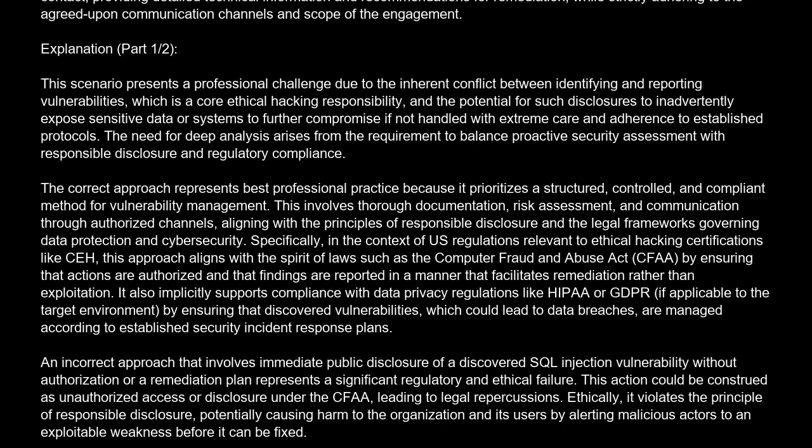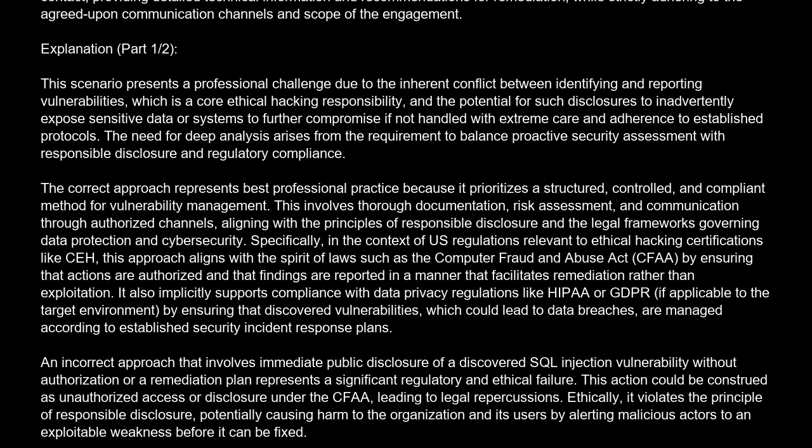An incorrect approach that involves immediate public disclosure of a discovered SQL injection vulnerability without authorization or a remediation plan represents a significant regulatory and ethical failure. This action could be construed as unauthorized access or disclosure under the CFAA, leading to legal repercussions. Ethically, it violates the principle of responsible disclosure, potentially causing harm to the organization and its users by alerting malicious actors to an exploitable weakness before it can be fixed.